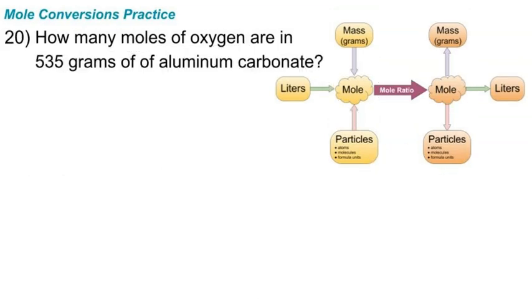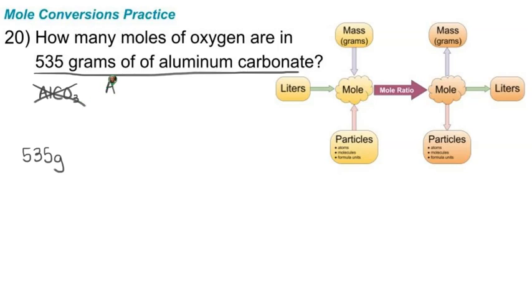This next problem: how many moles of oxygen are in 535 grams of aluminum carbonate? So we start out with grams of aluminum carbonate, and I'm going to write that out first, 535 grams, and I do need to know the formula for aluminum carbonate. And many of you might be tempted just to write aluminum and write CO3 and call it a day, but that's actually incorrect. We do need to crisscross to get this formula.